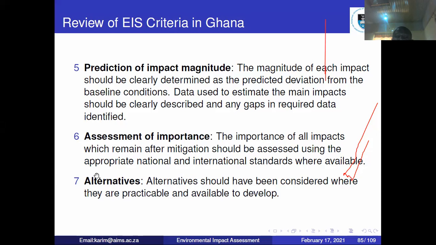What are the alternatives that are available that you can use should any negative impact occur? Alternatives should be considered where they are practicable and available to develop. So you don't consider alternatives that are implausible, alternatives that you cannot practice, alternatives that if you want to practice them, it will not be possible. You must propose plausible or practicable alternatives, and those alternatives should be available to develop.